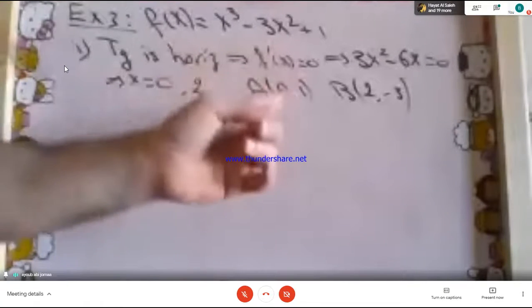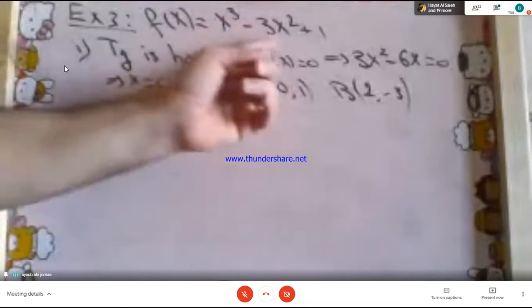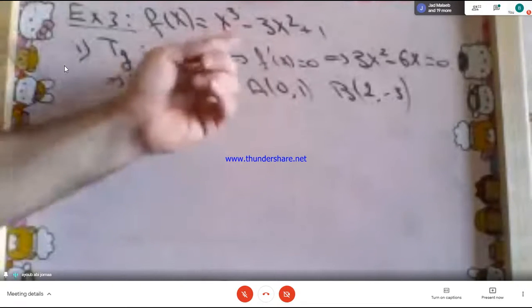To find the point, replace x by 0, you get y equals 1. Replace x by 2, you get y equals negative 3.